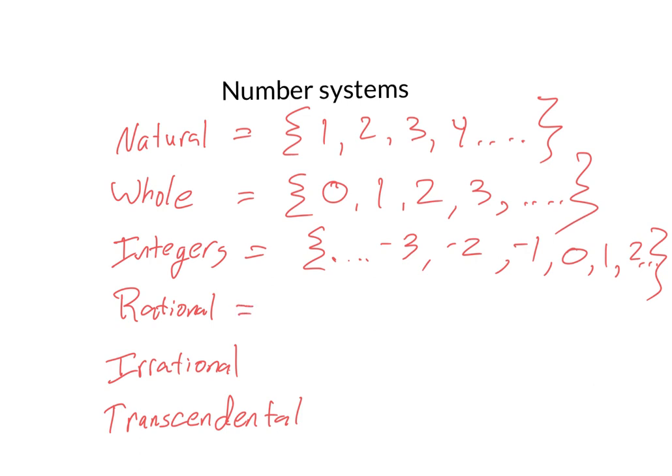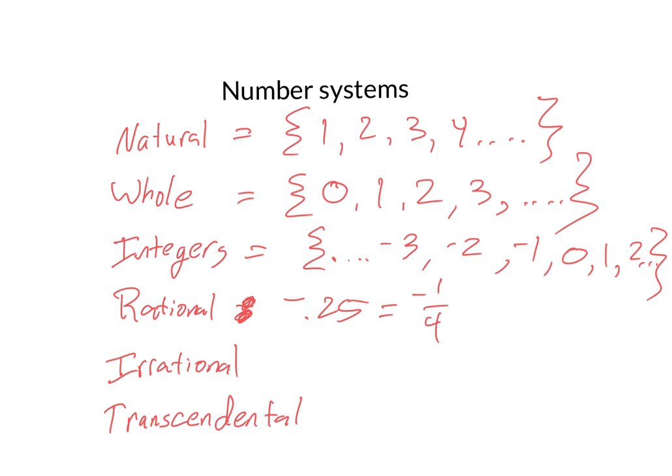Rational numbers, now we're going to get a little bit more and less in terms of writing as a set here, but rational numbers are numbers that can be expressed as a fraction using integers. So, for example, I'll give you an example of a rational number. Negative 0.25 is equal to negative 1/4. It can be represented as a ratio.